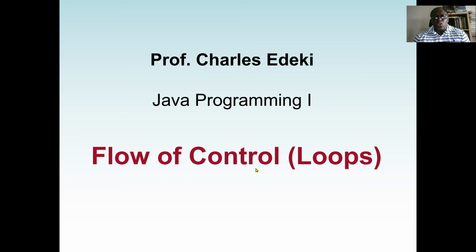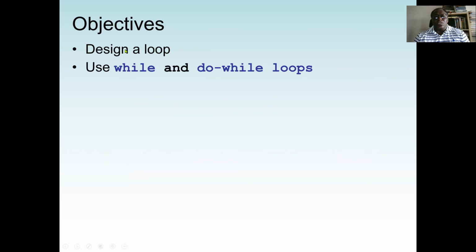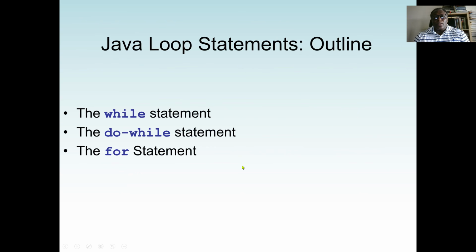In this lecture, we're going to continue with the loops, that's flow of control. So our main objective in this lecture is to learn how to design a loop and also use the while and the do while loops. So we know Java has at least 3 different types of loops: the while loop, the do while, and also the for loop.